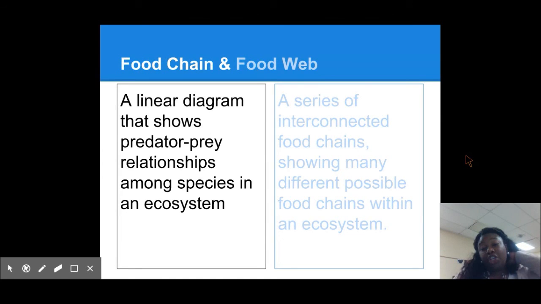All right, so a food chain and a food web. There is a difference. Think about chain. It's a linear diagram that shows the predator and prey relationships among species in an ecosystem. But a food web is interconnected. So imagine a spider web. It's interconnected food chains showing many different possible food chains within an ecosystem. So chain is linear, showing the predator and prey relationships. Then you have the food web that's interconnected food chains, showing the different possible food chains within the ecosystem.